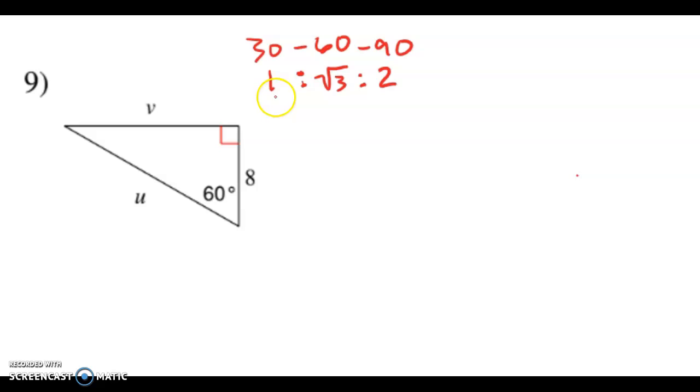So if I take the side that's opposite the 30-degree angle and multiply it by root 3, I'll get the side that's opposite the 60-degree angle. If I take the side that's opposite the 30 and multiply it by 2, I get the hypotenuse. So let's go ahead and use those relationships. So what do we know here?